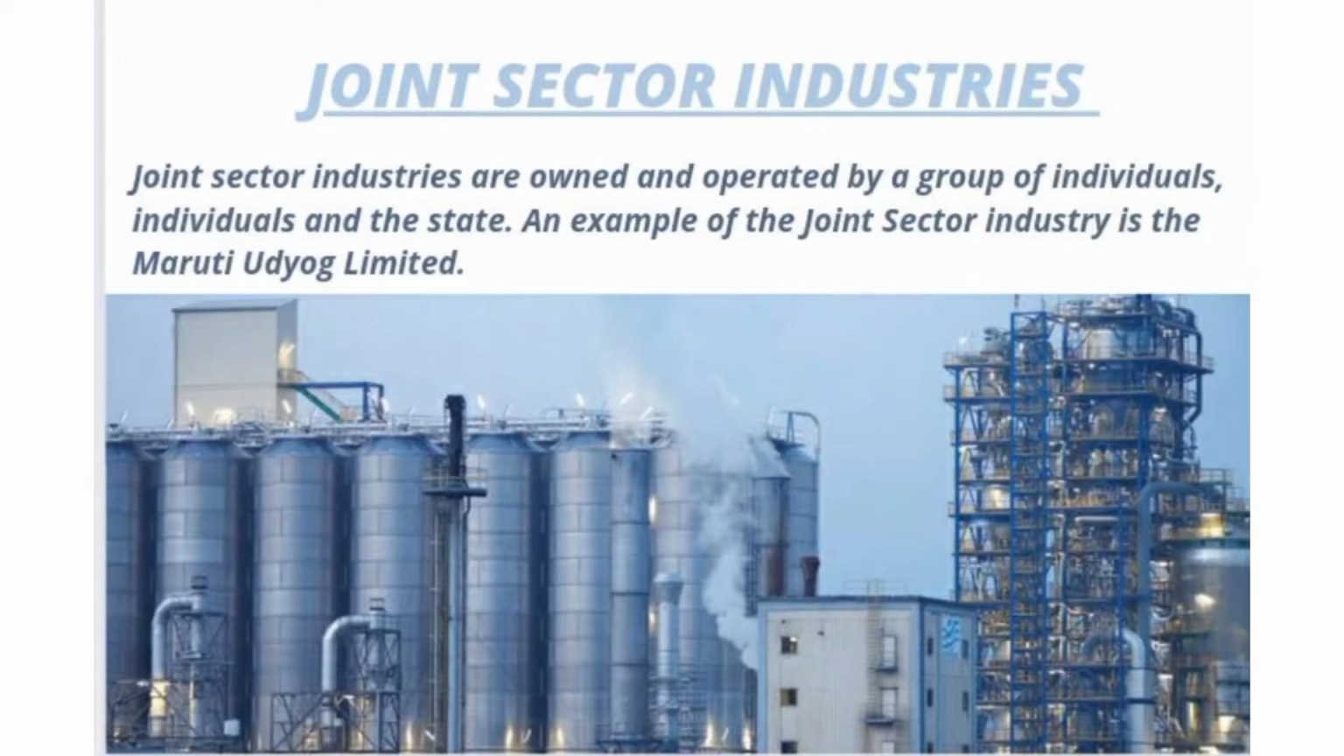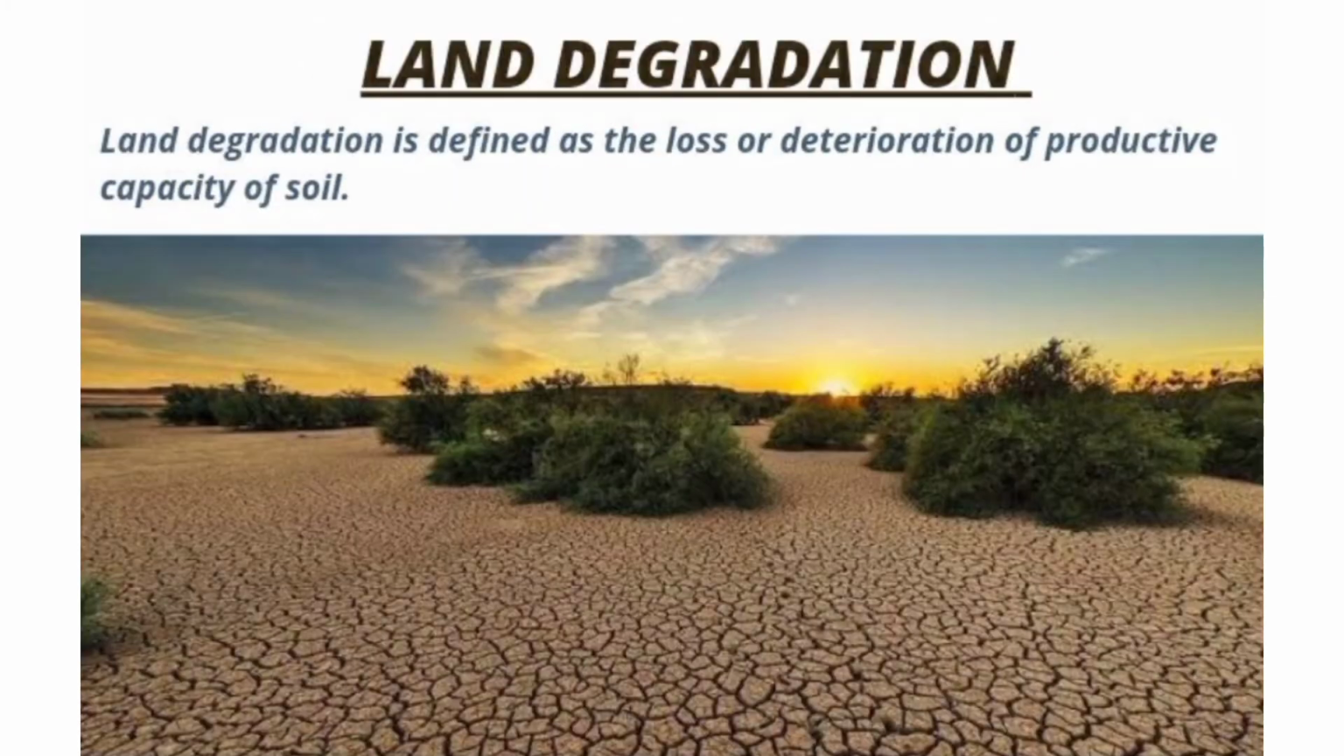Joint sector industry. Joint sector industries are owned and operated by a group of individuals and the state. An example of joint sector industry is Maruti Udyog Limited. Land degradation. Land degradation is defined as the loss or deterioration of productive capacity of the soil.